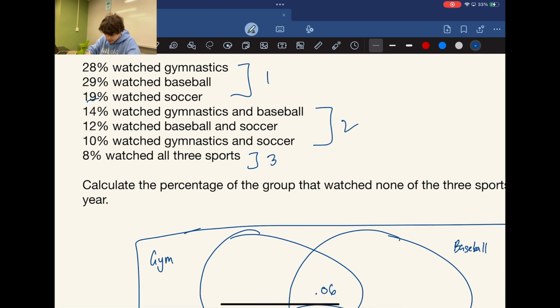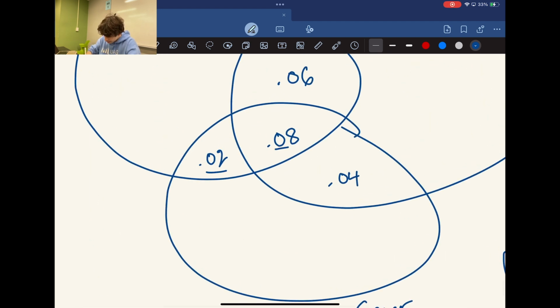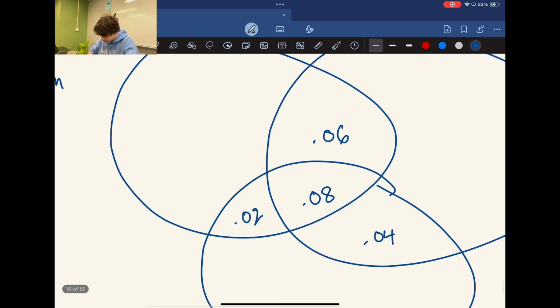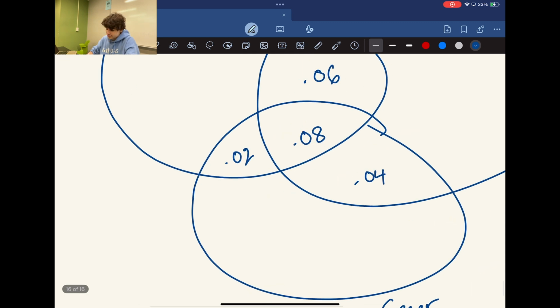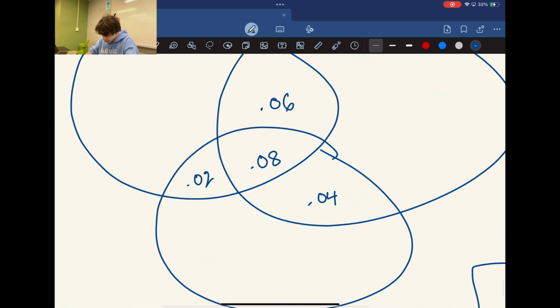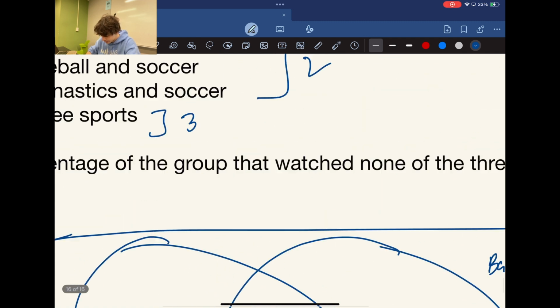So we have 19% that just watch soccer, and we're going to have to subtract these numbers from that total. If 19% watch soccer, 4% watch soccer and baseball, 2% watch soccer and gymnastics, and then 8% watch all 3, we're going to take that 19%, and we are going to subtract the rest. So we have 2, 8, 4, that's 14 there. So we're going to have a 0.05 on the outside, which is 0.19 minus 0.14.